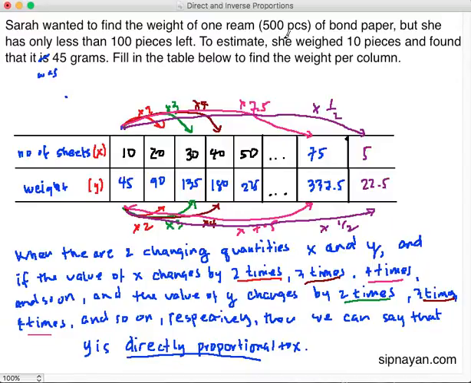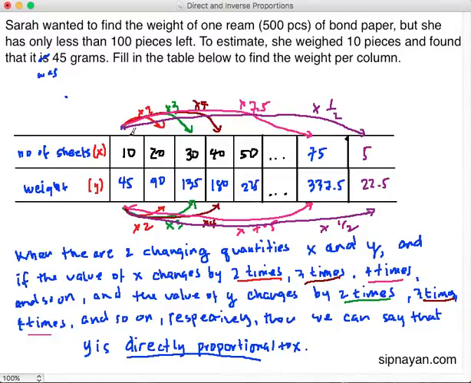Ang gusto natin makita dito is that ang pinaka-basic concept ng proportion is that when there are two changing quantities x and y, and if the value of x changes by 2 times, 3 times, 4 times, and so on, and the value of y changes by 2 times, 3 times, 4 times, and so on, respectively, then we can say that y is directly proportional to x.